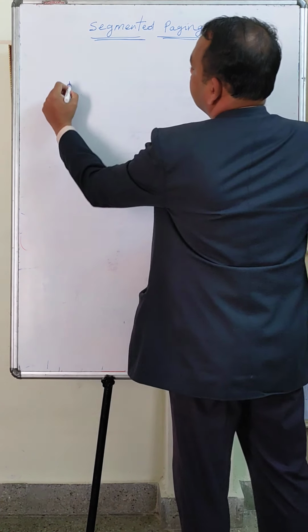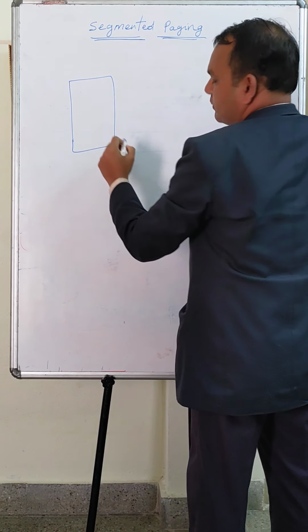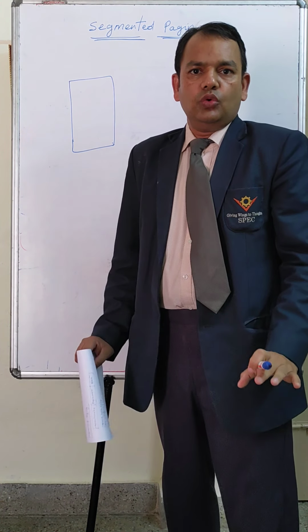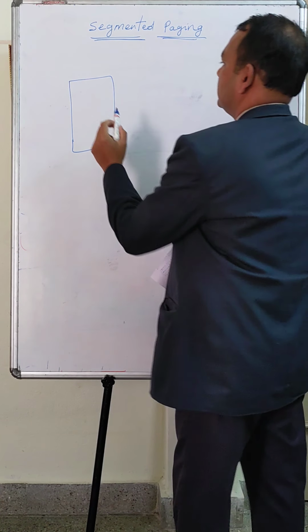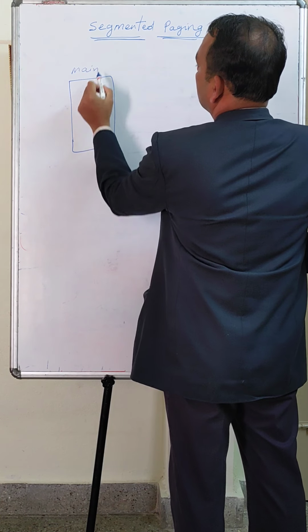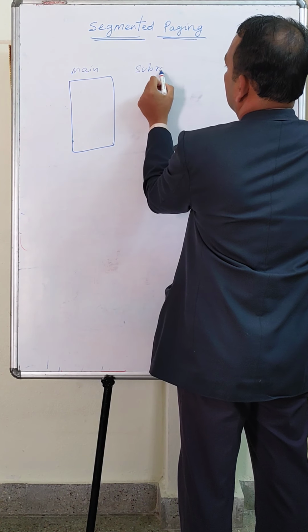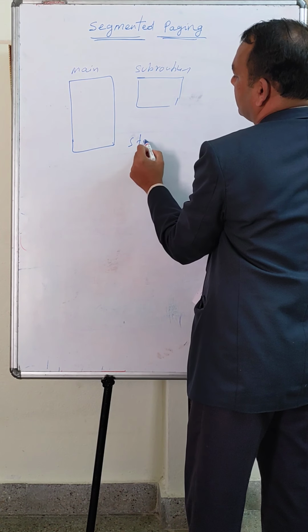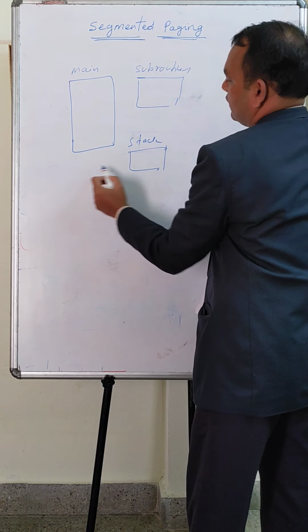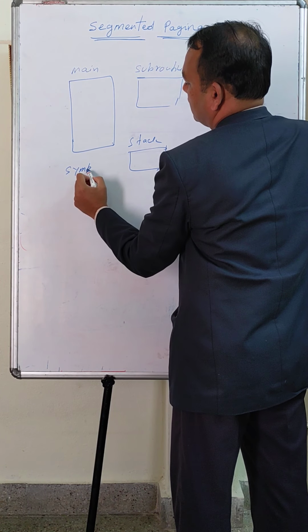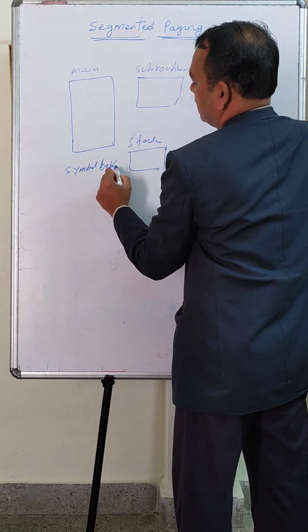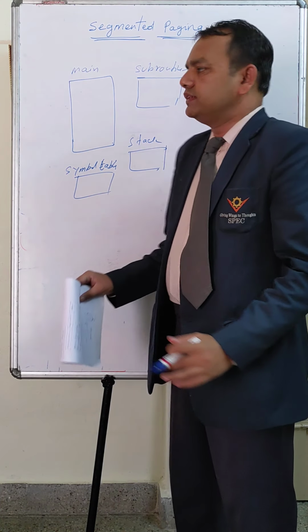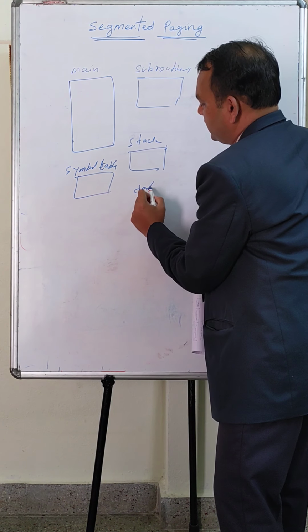Any given program is divided into segments. The different segments are like the main program, subroutine, stack, and symbol table. The program is written into different segments. There is one more segment you can add, a data segment.